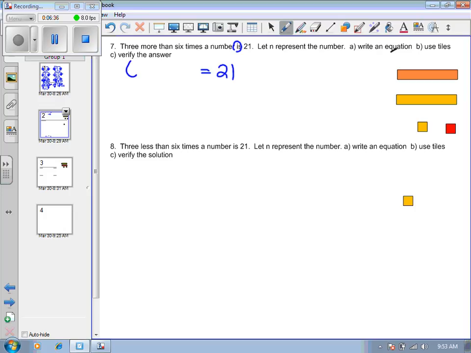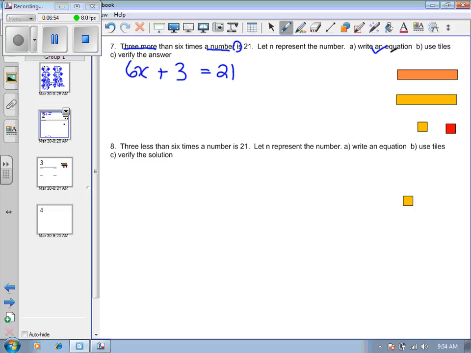Six. 6 times a variable, right? So 6x, it can be n, it can be l, whatever you want for your letter. 3 more means plus 3. So now we have our equation. So we've done that part.